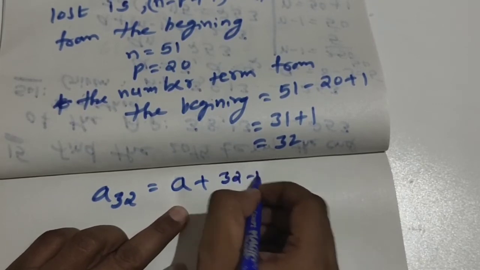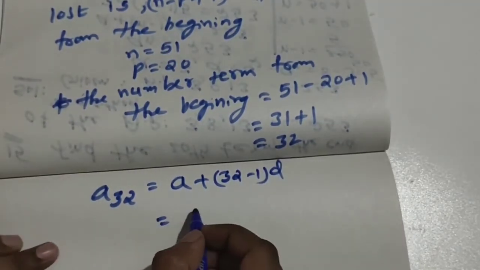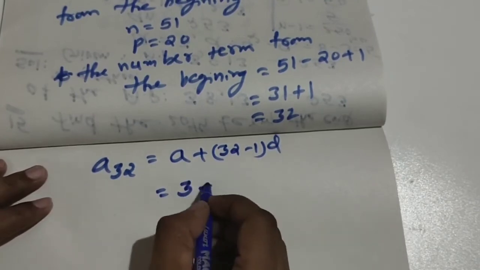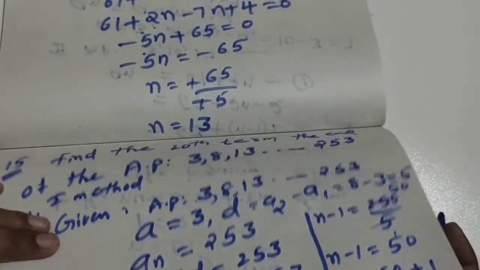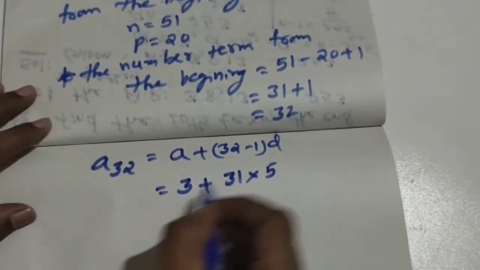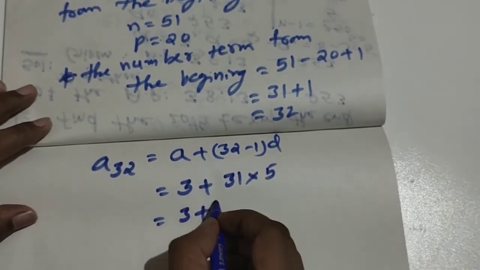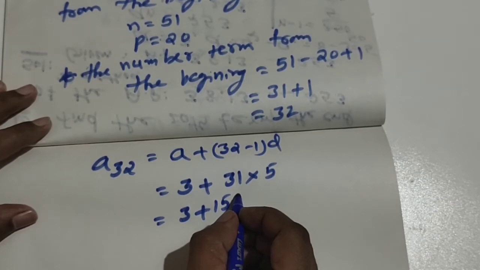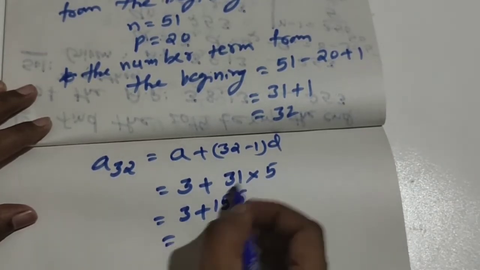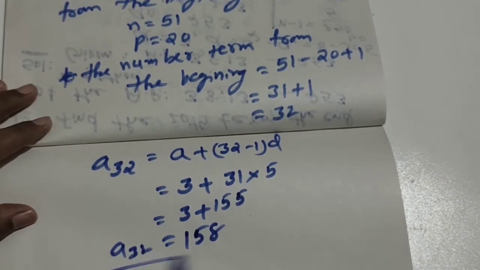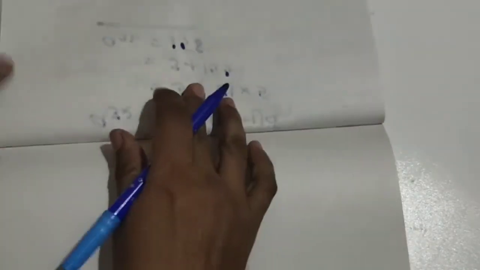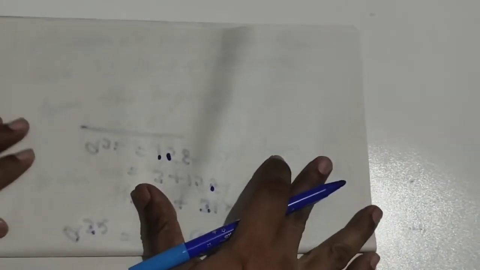a plus 32 minus 1 into d. Here the a value is 3, 32 minus 1 is 31, and the d value is 5. Now 3 plus 31 into 5, that is 155. Now 155 plus 3 is simply 158. This is one method. Now let us see the second method also, the simple method.